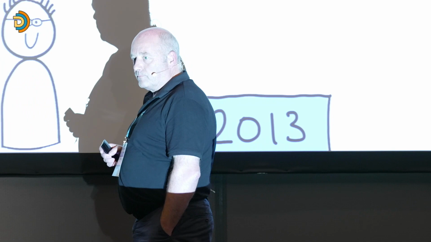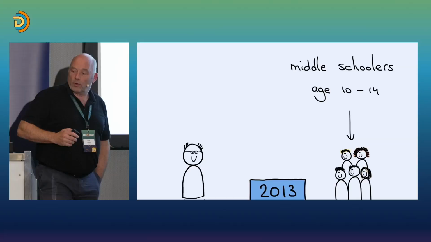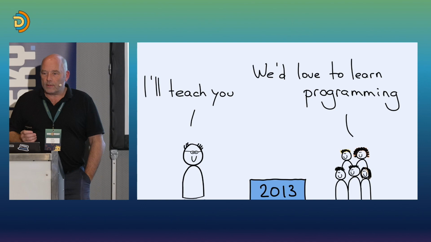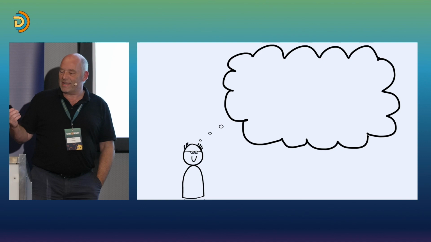A long time ago, there was this group of schoolers that I started teaching in a CoderDojo. And they liked to learn how to code. And I thought, well, I can code. I'll teach you. And then you start remembering, how did I learn coding? How did I get here? And the same was for Felienne.